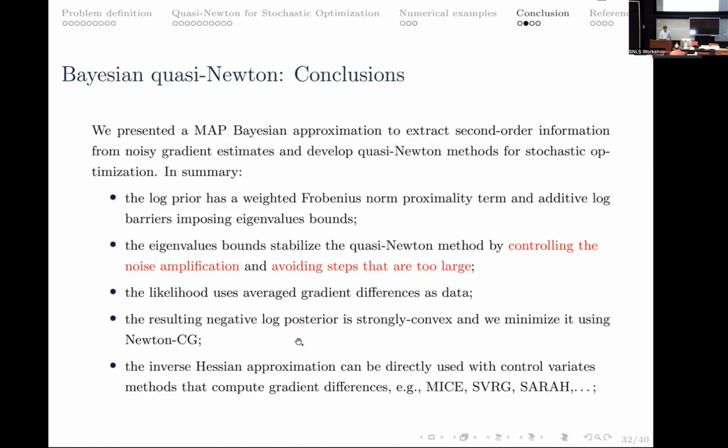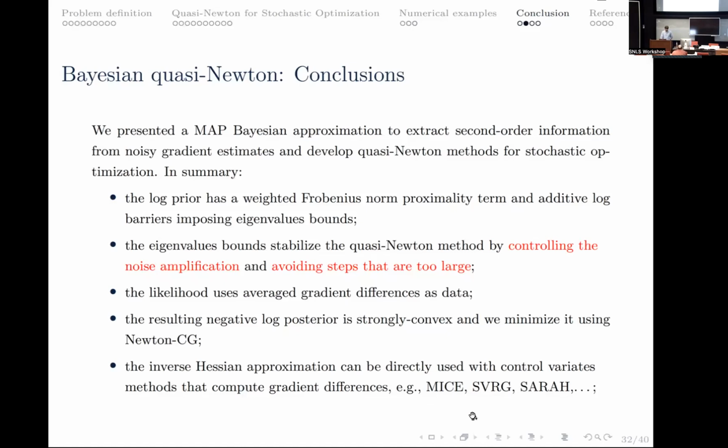And given that we have this nice structure of strong convexity of our negative log posterior, we can use Newton-CG to find the maximizer of the posterior. And finally, I think it's good to point out that this inverse Hessian approximation can be used with basically any first order optimization method in stochastic optimization, and is specifically interesting in cases where these gradient differences are already computed, like in MICE, SVRG, and SARA.